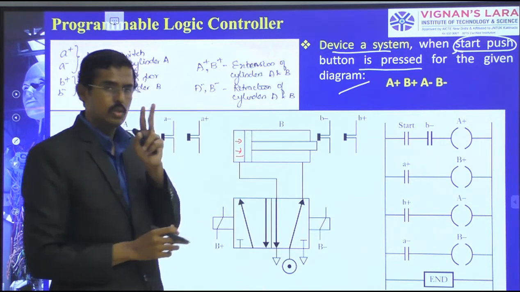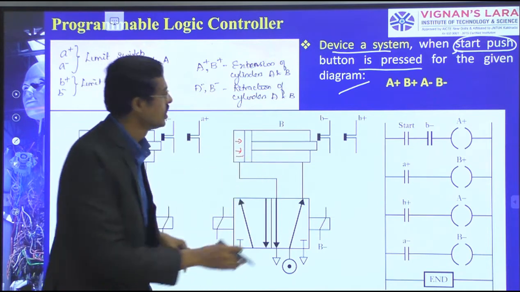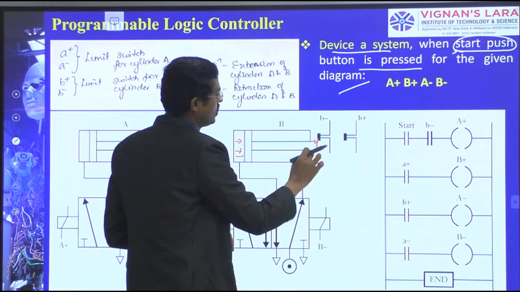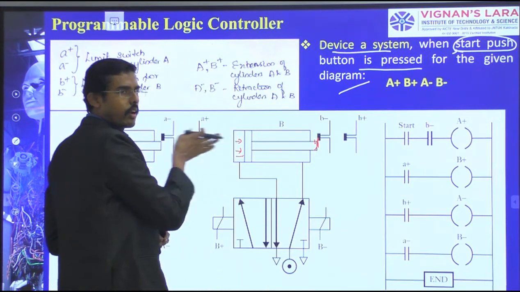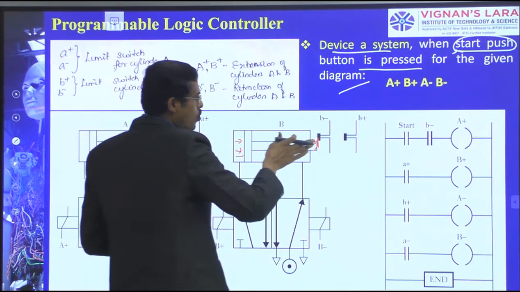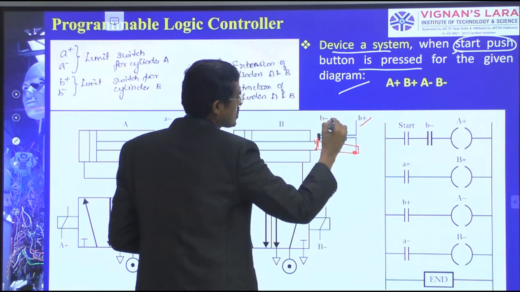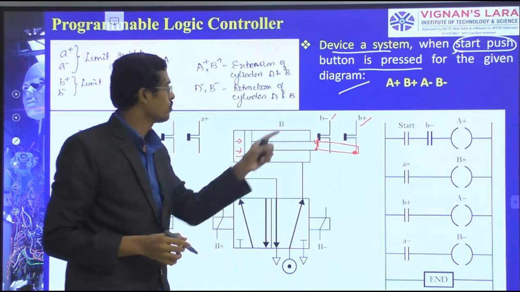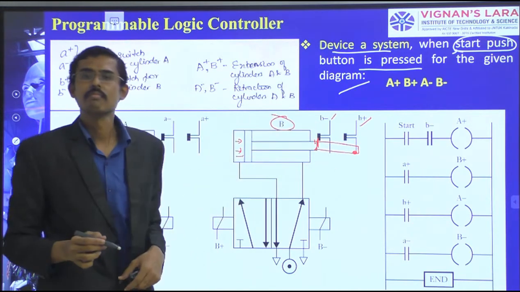Now, there are two conditions. One sensor, B minus, is kept here, sensing this initial position. As the air inlet or hydraulic inlet is there, it keeps on moving and is going to touch here. In such a way, the B plus sensor will give the input. So B minus and B plus for cylinder B.